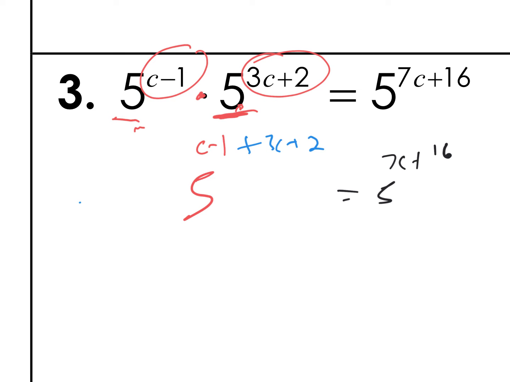So now that Jonathan said that, to rename these two bases with one base, we keep the base 5 and we add the exponents. That's what we do when we multiply like bases together with exponents. We keep the base and we add the exponents. So I'm going to rewrite that as 5 to the c plus 3c is 4c's. The minus 1 plus 2 is a plus 1. Please double check my math.